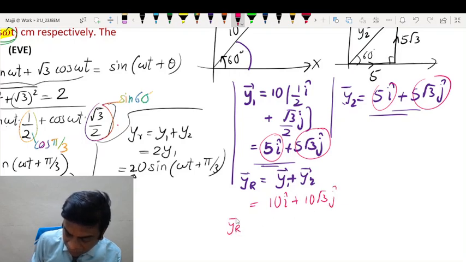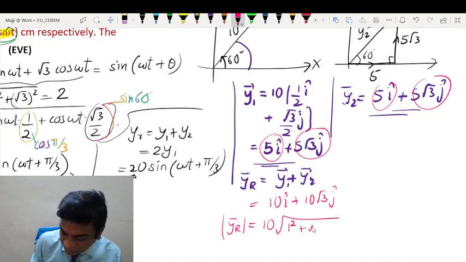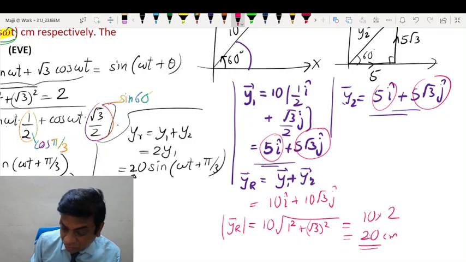Now, if you want the amplitude, then you can have this under root: coefficient of i is 1, coefficient of j is root 3. So ultimately you have 20. 20 is the answer.